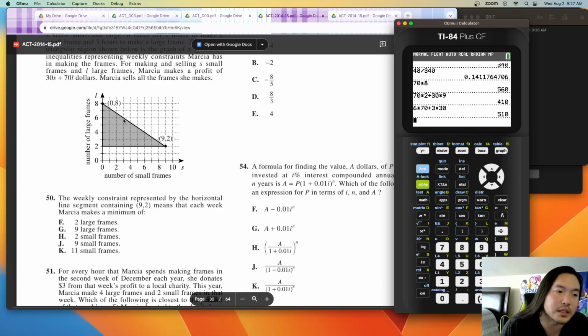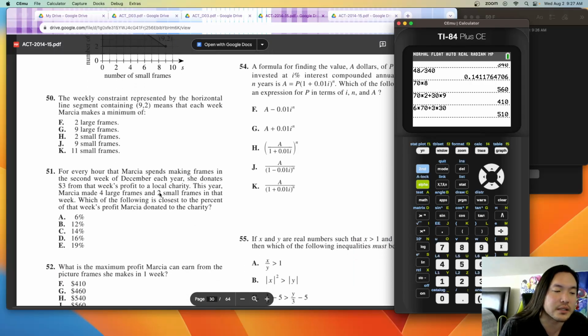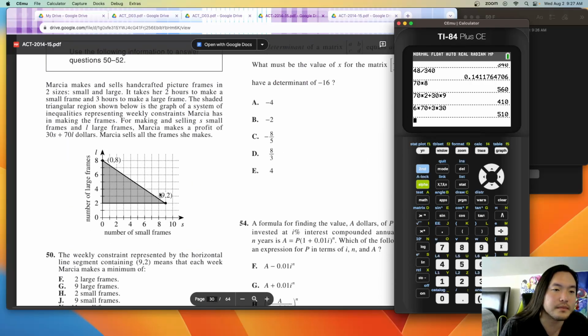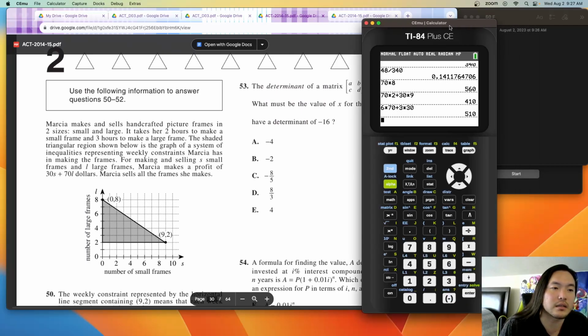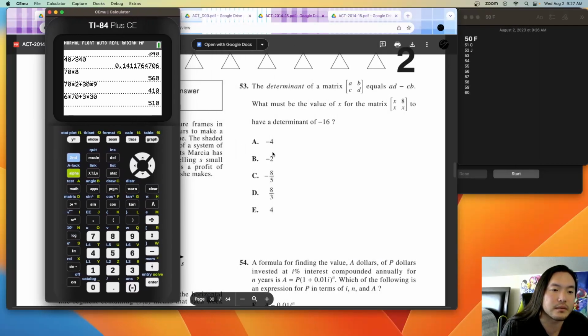This one's a good point. So we have 6 large frames and 3 small frames, and it's still less. At this point, I'm very, very confident that 560 is the correct answer. And then we did this one. What was the answer? Let's just do it again.